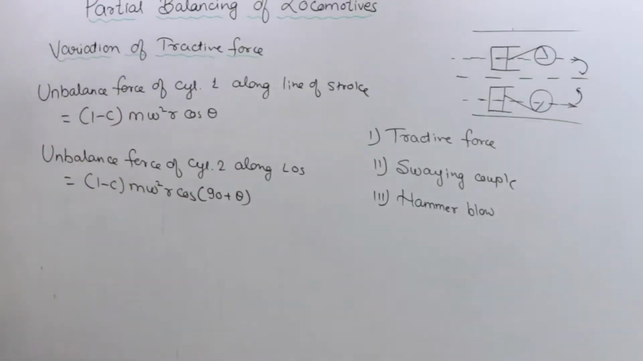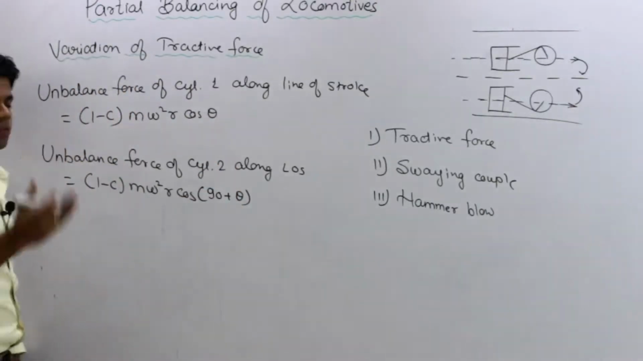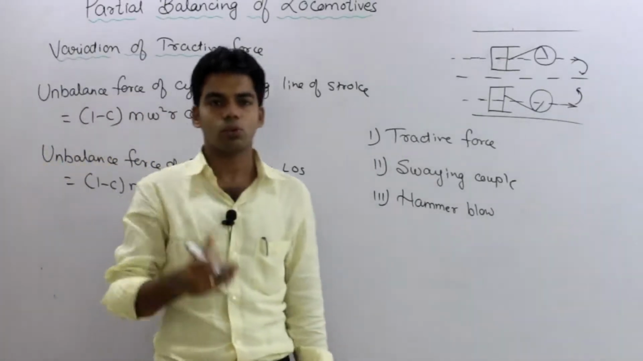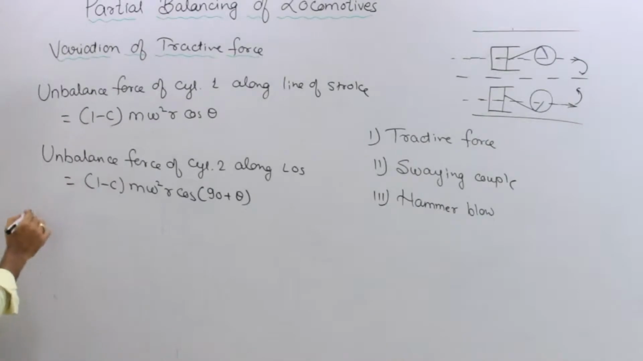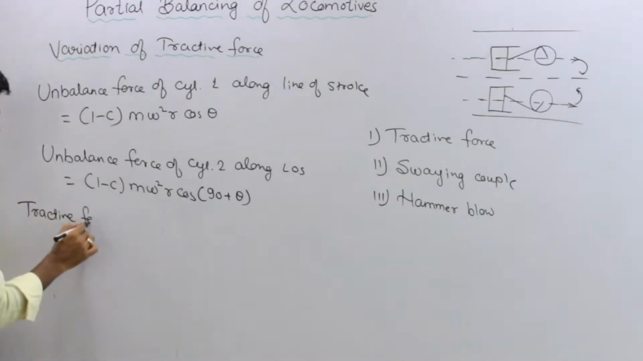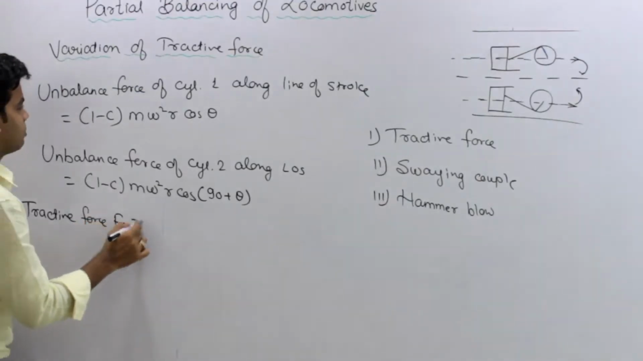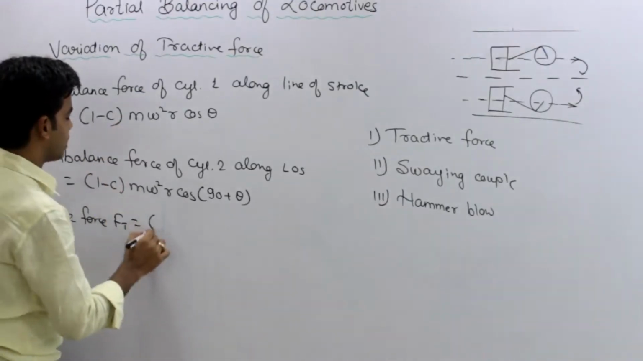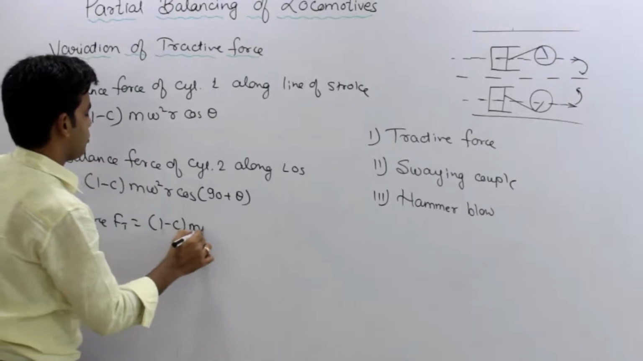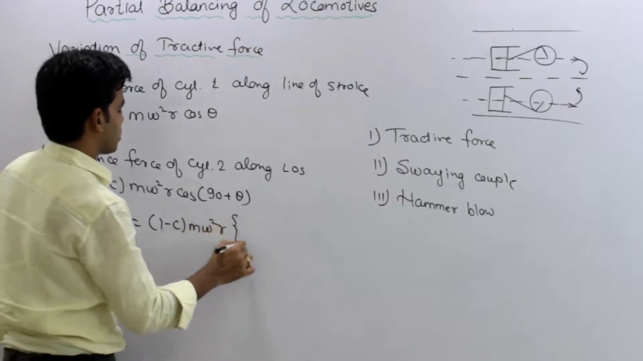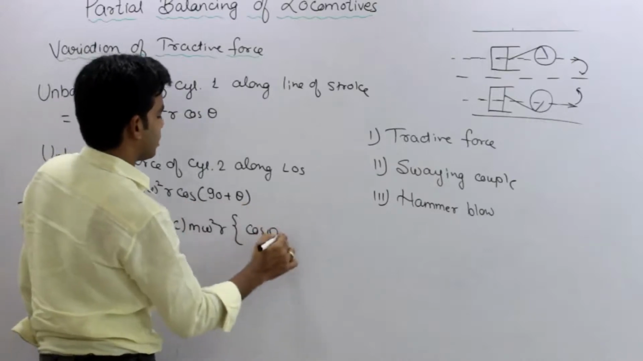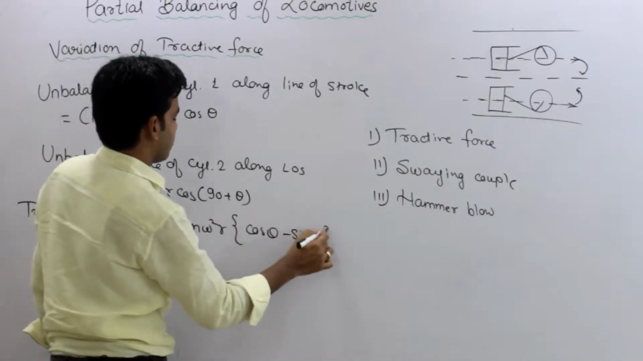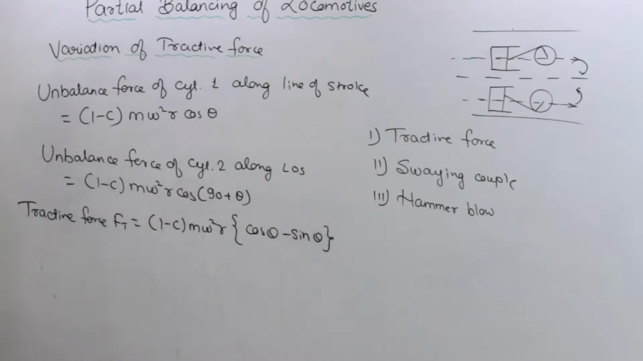Getting this or not? Okay, so what will be the tractive force? As we have defined, tractive force is the resultant of the two unbalanced forces. So we will have to add these two unbalanced forces. So the tractive force Ft will be equal to, just add these two. So we will get (1 minus c) m omega square r. This will be taken as common, cos theta, and cos of (90 plus theta) is minus sin theta. So, cos theta minus sin theta.